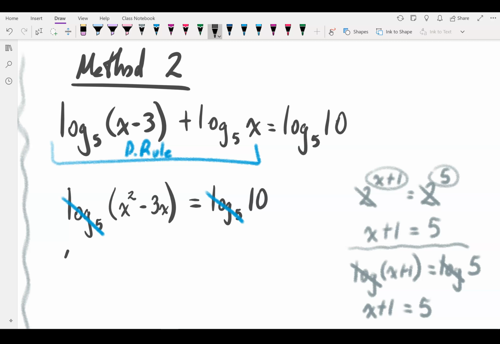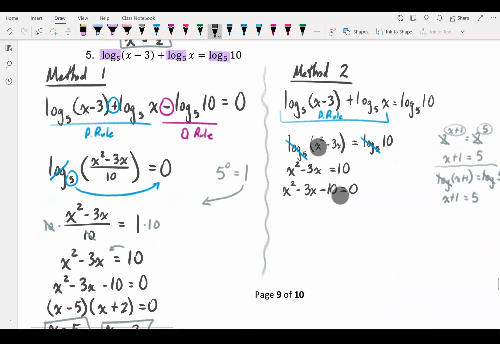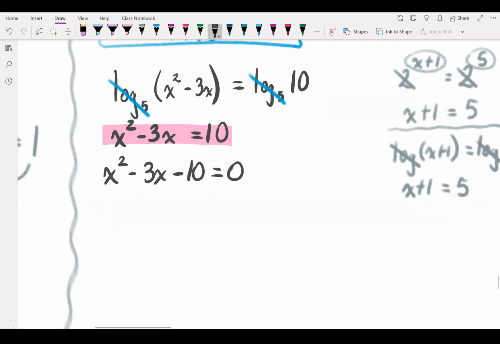What this lets us do is essentially skip a step. We get x squared minus 3x equals 10, which if we bring it to the other side gives this. And we're already back on track with the other method with a little less work. See where I am now? I ended up at this stage, which is a stage that I had from the other method, but I was able to skip some work, right? And the rest shakes out the exact same way.